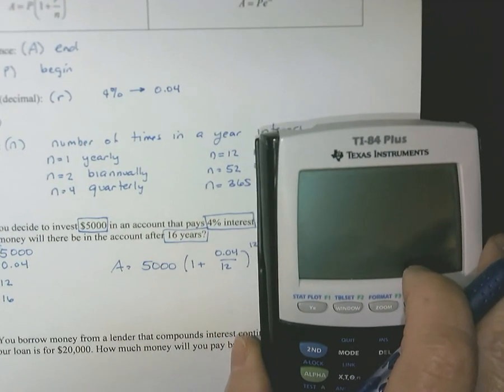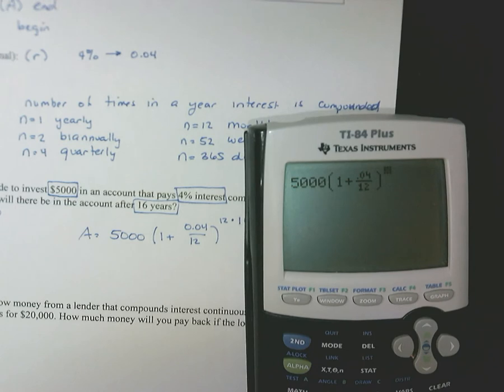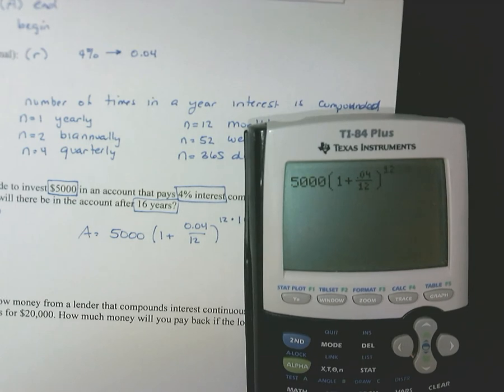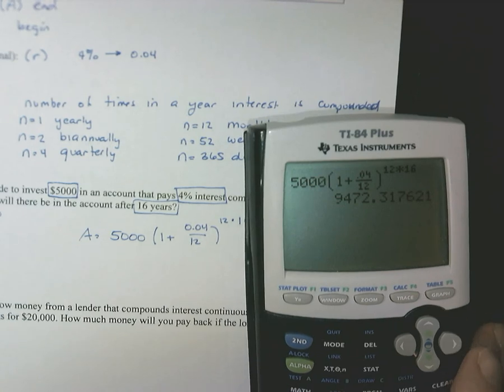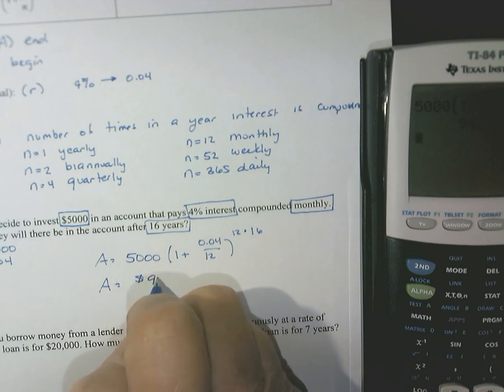And then I'm just going to type that in the calculator exactly how I have written. So 5,000, 1 plus 0.04 divided by 12, raised up, 12 times 16. Do not do this any other way. Put it all in your calculator in one shot. Hit enter, I get 9472.317. Since this is money, I'm going to go 2 decimal places.